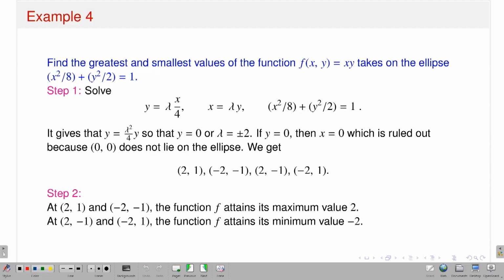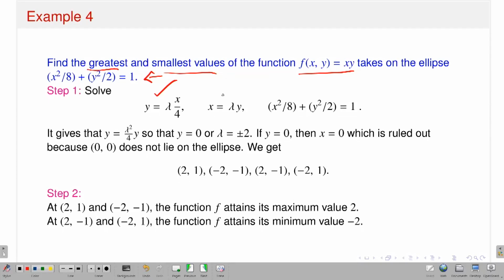Okay, another example. Find the greatest and smallest values of the function f of x y is equal to x y on the ellipse. So this is a constrained problem, subject to the condition, right? Again do the same process. f x is equal to lambda times g x, f y is equal to lambda times g y, and g of x y is equal to alpha, in this case 1. That means you have these three equations, 1, 2 and 3, and you have to solve them.